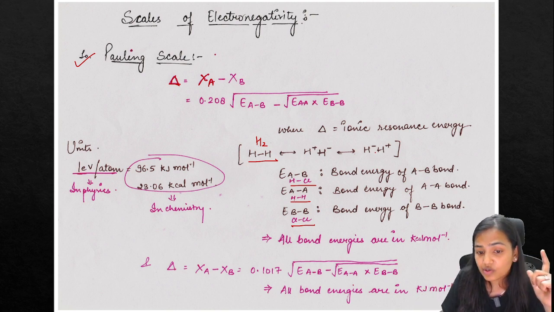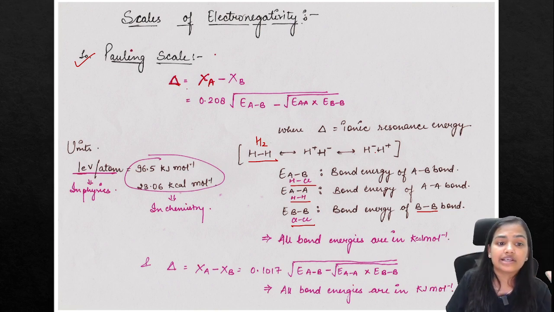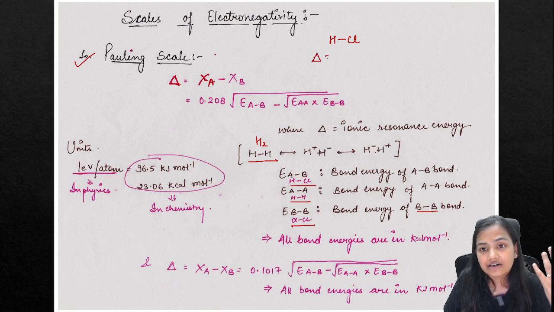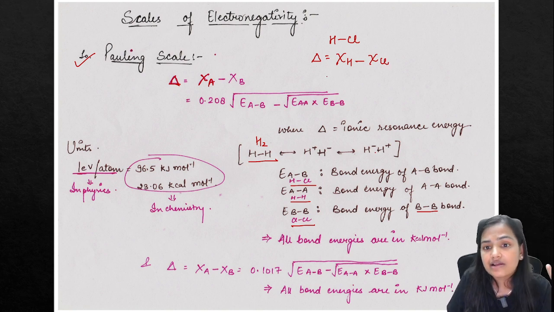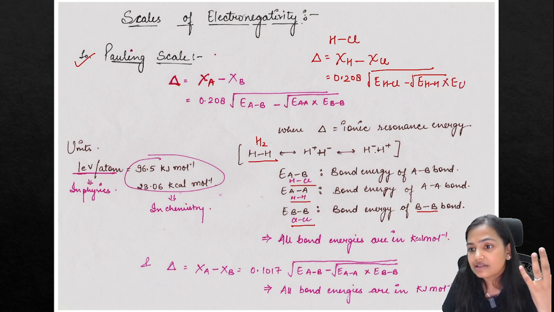So the bond energy of the AB bond, and the bond energy of the AA bond, like atoms. Depending upon the bond energies, we can determine the electronegativity values, the difference in electronegativity of A and B. If I have a molecule like HCl, I can do a simple calculation: the difference in electronegativity of hydrogen and chlorine is equal to 0.208 times the square root of the bond energy required for HCl minus the square root of the bond energy required for the H2 molecule multiplied by the bond energy required by the Cl2 bond.